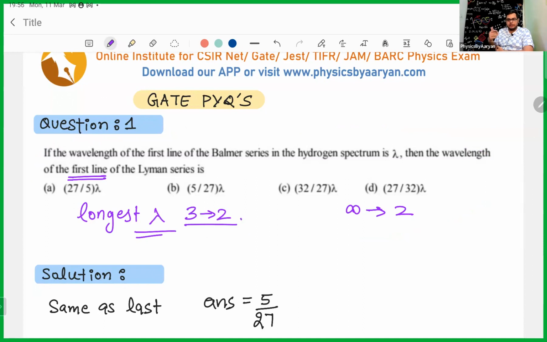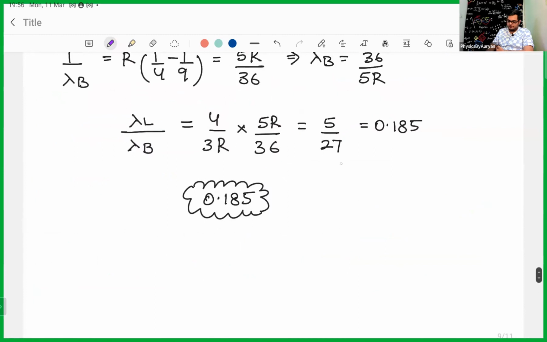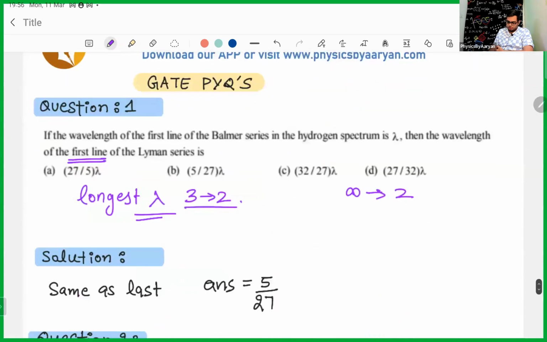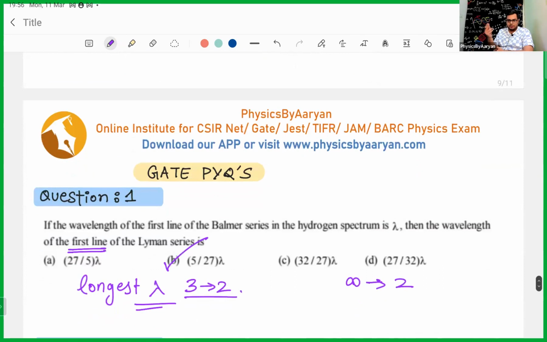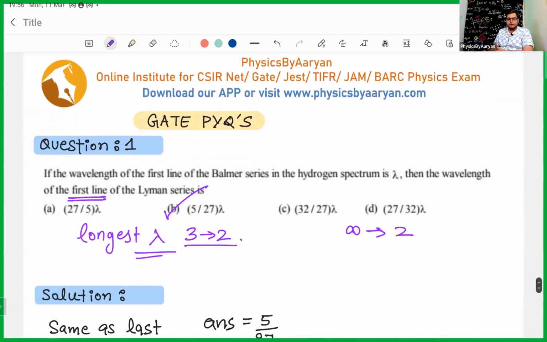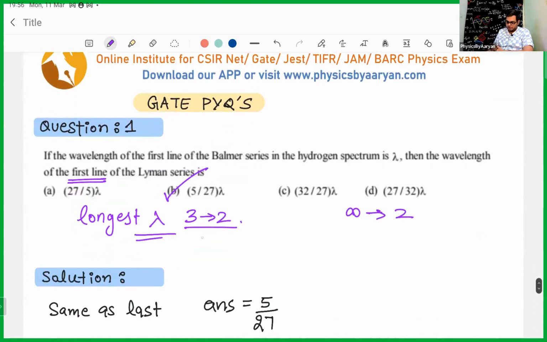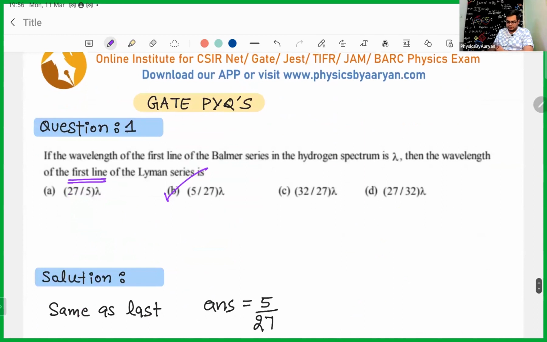Right. So in this also they are asking you basically the same question. In the last question, what answer did we get? 5 by 27. So in this question also the answer will be 5 by 27. Only the wording of the question is changed. In the last question they said find the ratio of longest wavelength. In this question they said find the ratio of first line. So I told you the concept of first line in the last case.